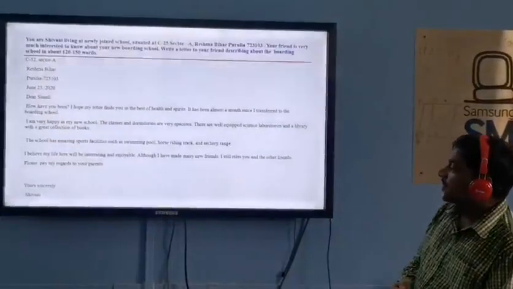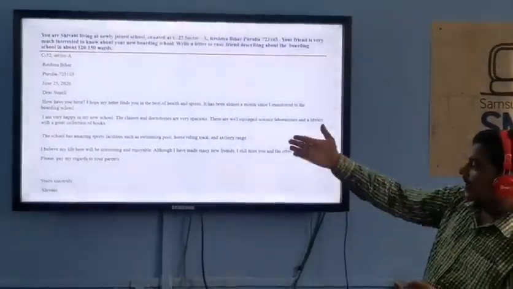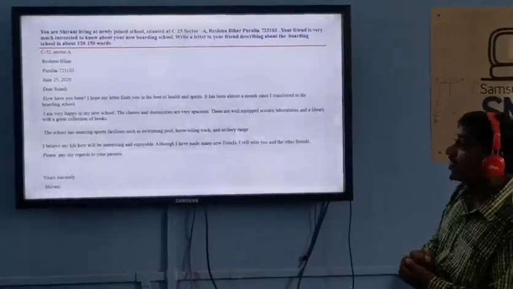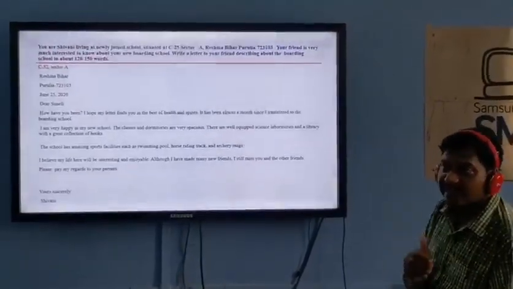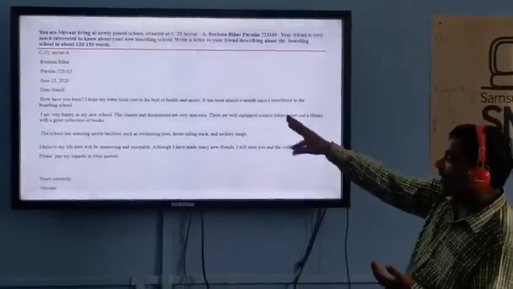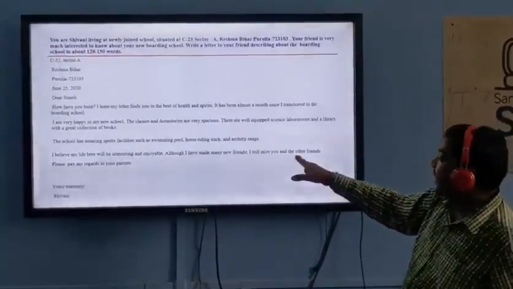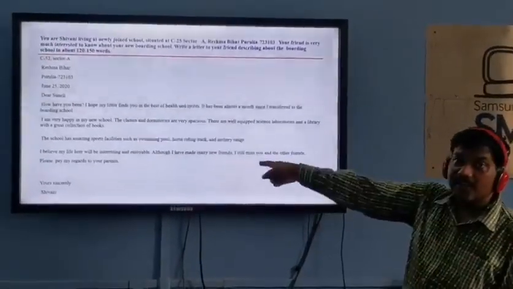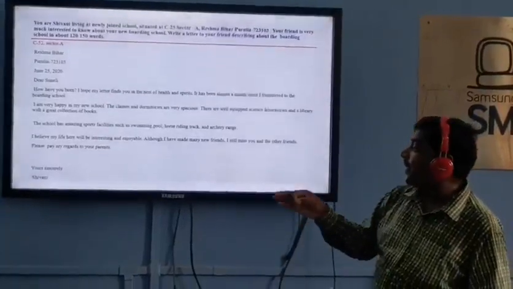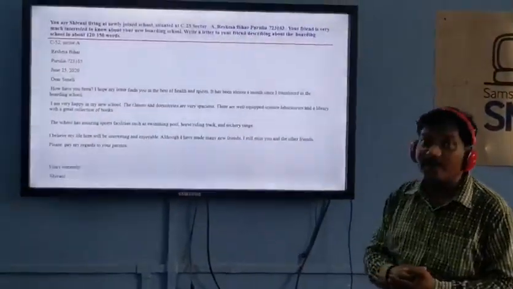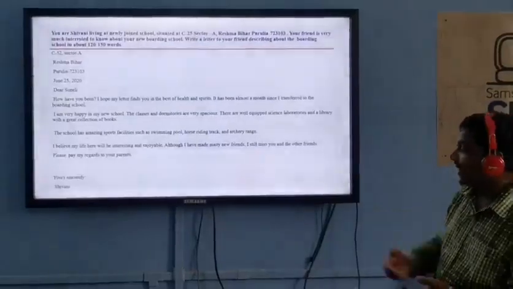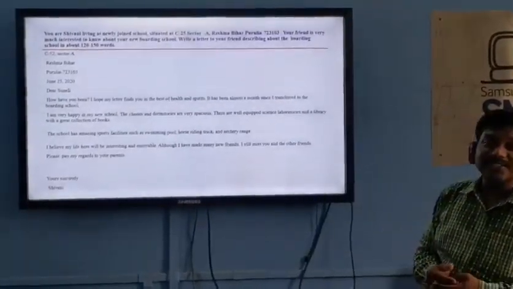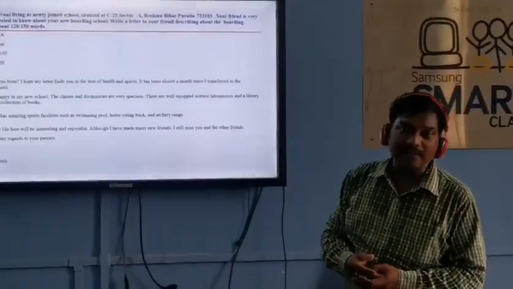And you see, she has changed the paragraph, and in the next paragraph she has mentioned, I believe my life here will be interesting and enjoyable. This is the expectation that she has mentioned in the letter. And although I have met many new friends, I still miss you and the other friends. Last line, you see how powerful it is. Please pay my regards to your parents. And the subscription here is yours sincerely, Shivani. So this is the example of letter writing.